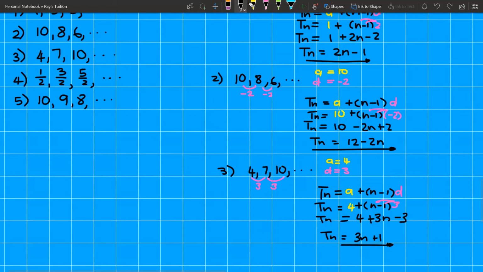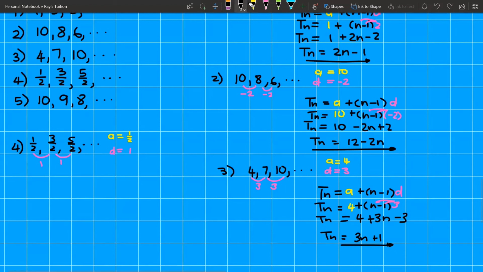Let us do the fourth one. The fourth one is a half, 3 over 2, and 5 over 2. Sometimes when people see fractions, they get a bit scared, but the process does not change. We first find A, which is our first term, which is a half, and D, our common difference. So 3 halves minus 1 half is 2 halves, which is 1. 5 over 2 minus 3 over 2 is again 1.